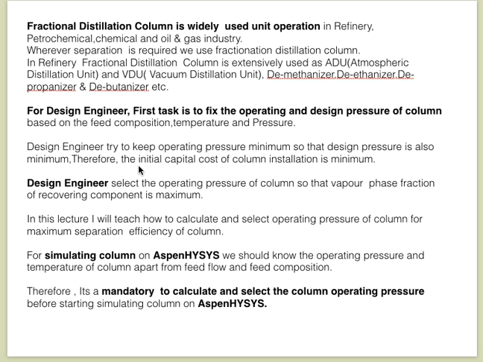In an atmospheric distillation unit, the operating pressure of the column is atmospheric pressure, and in a vacuum distillation unit, the operating pressure of the unit is below atmospheric pressure. We also have other types of fractional distillation columns, like demethanizer, deethanizer, depropanizer, and debutanizer, etc.